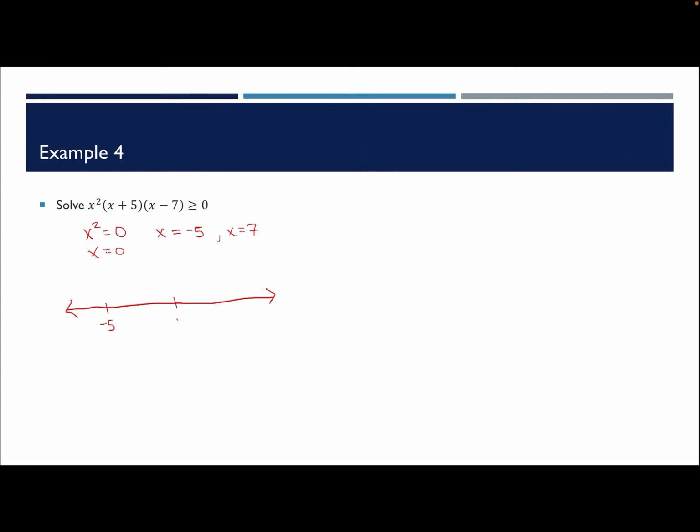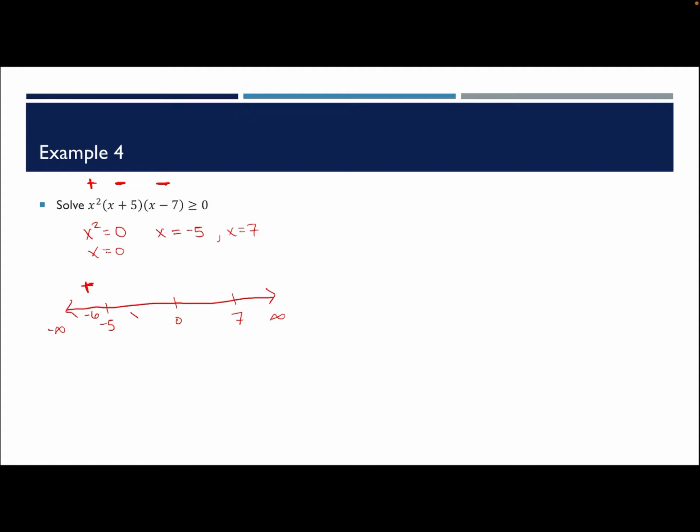So we put negative 5, 0, and 7 on our number line. And then, again, we're going to just choose numbers in each of these boundaries. So between negative infinity and negative 5, let's use x equals negative 6. Then negative 6 squared is going to be positive. Negative 6 plus 5 is going to be negative. And negative 6 minus 7 is also going to be negative. So a positive times a negative is going to give you a positive value.